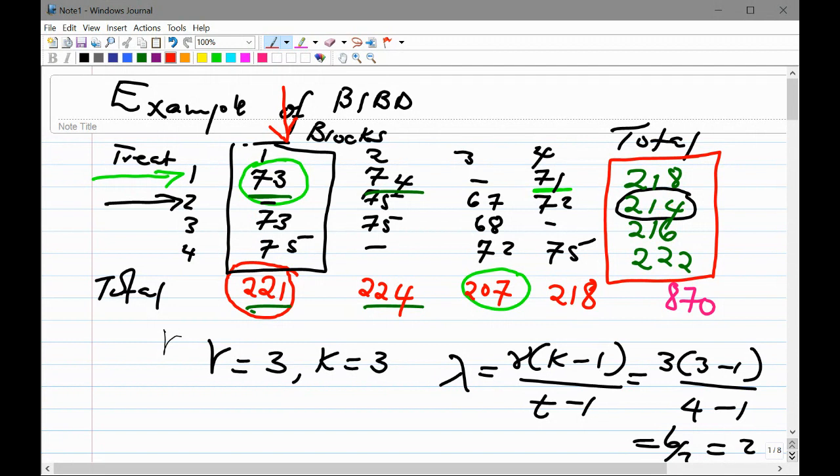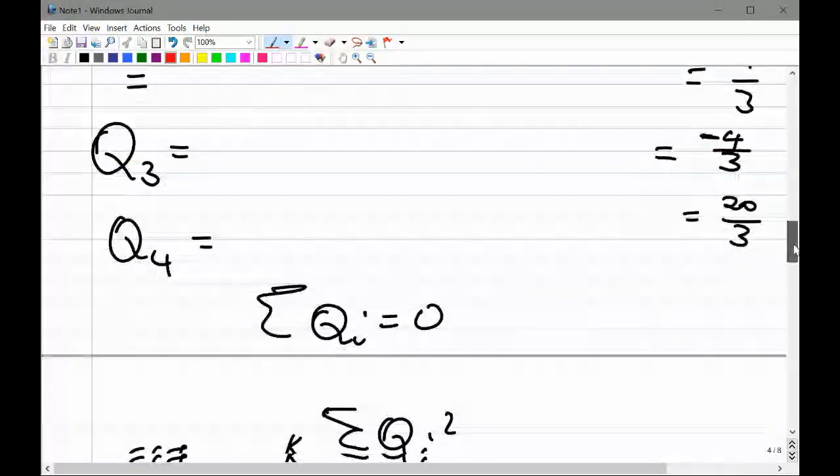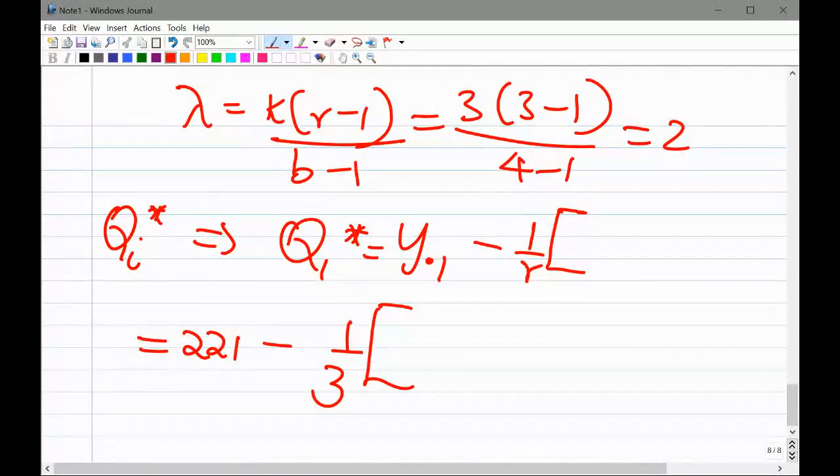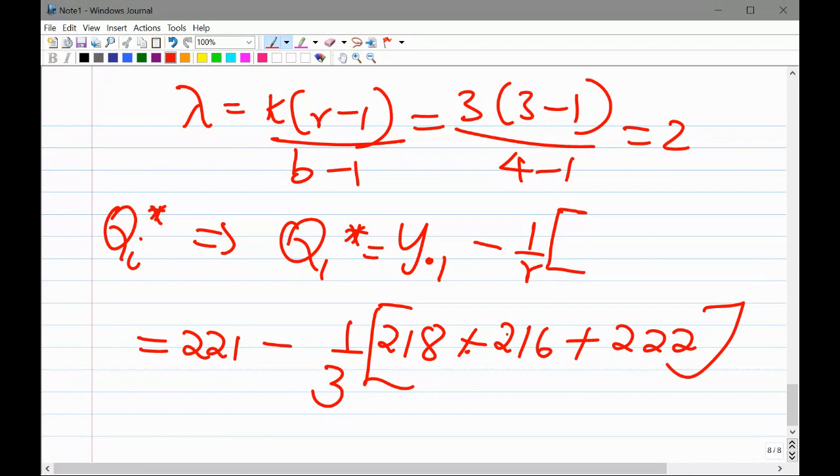So when you want to find the first Q, we'll say 221 and 218. And then the second one we won't write, because there's a dash under treatment number 2. And then we'll write 216 and 222.